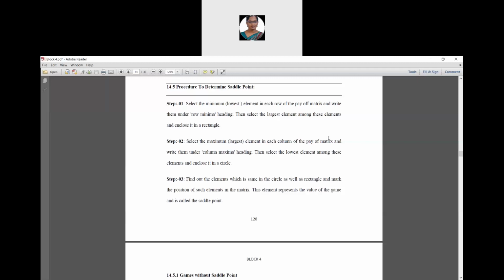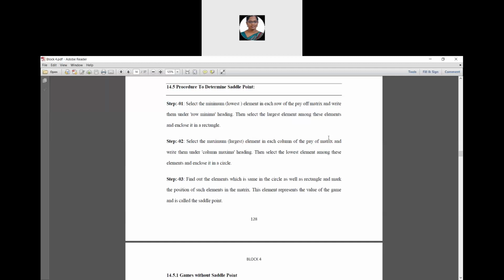Here, row-wise we have to pick the minimum value, and column-wise we have to pick the maximum value. The third step is to select the largest element in the row minima and select the lowest element in the column maxima. Yes, we have to select the largest value in the row minima and pick the lowest element in the column maxima.